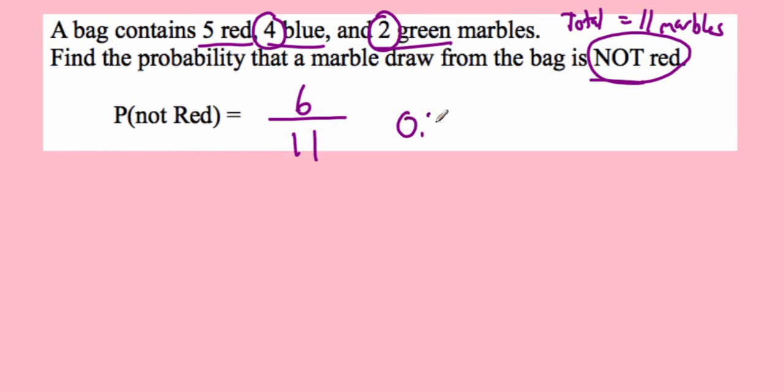As a decimal, it's 0.545454, or 54.54%. So how many ways can I get what I want over how many total possibilities are there?